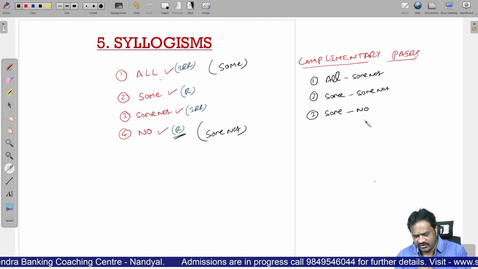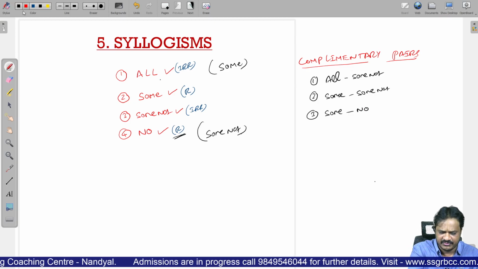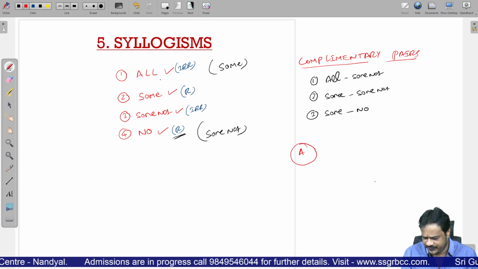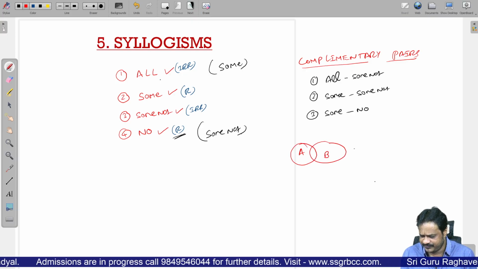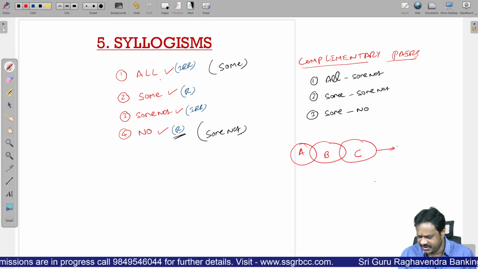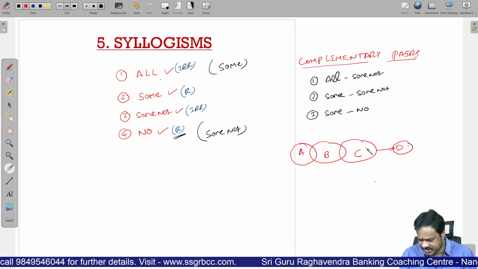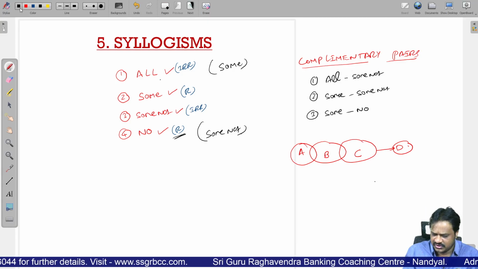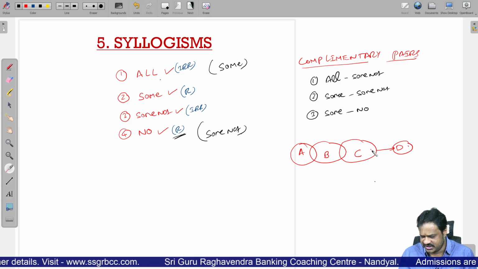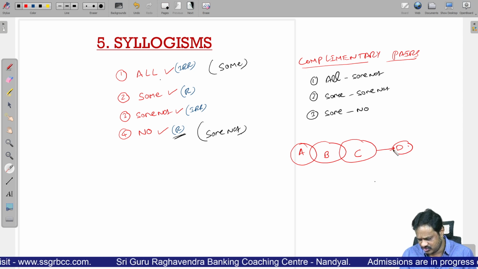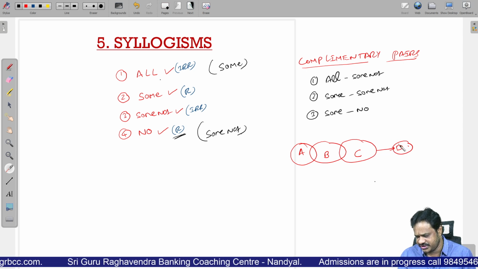So this one, when you have to apply, when there is no relation between any two elements. For example, look at this. Some A is B, some B is C, no C is D. Now, here there is a relation between C and D, that is no. If no is there, some not also follows. No C is D, some C is not D. No D is C, some D is not C. Some B is not D. But there is no relation between A and D.